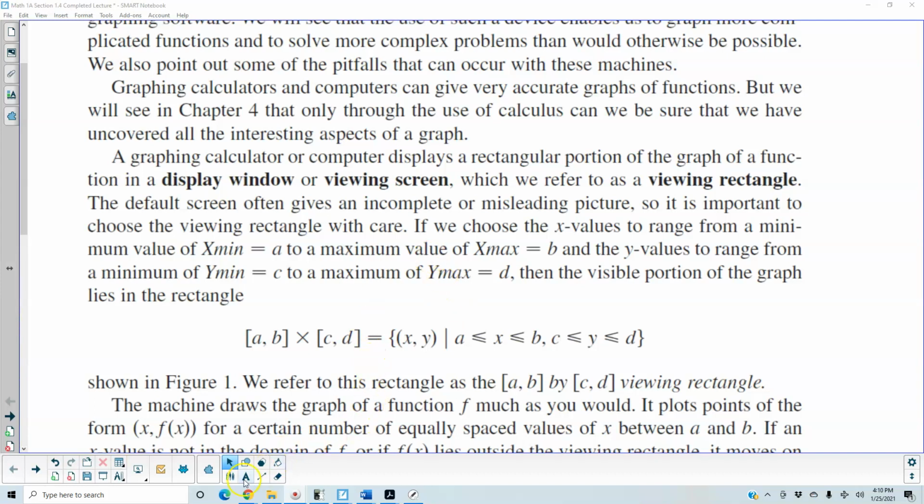So if we choose the x values to range from a minimum value of x min equal to a to a maximum value of x max equal to b, and the y values to range from y min equals c to a maximum of y max equal to d, then the visible portion of the graph lies in the following rectangle.